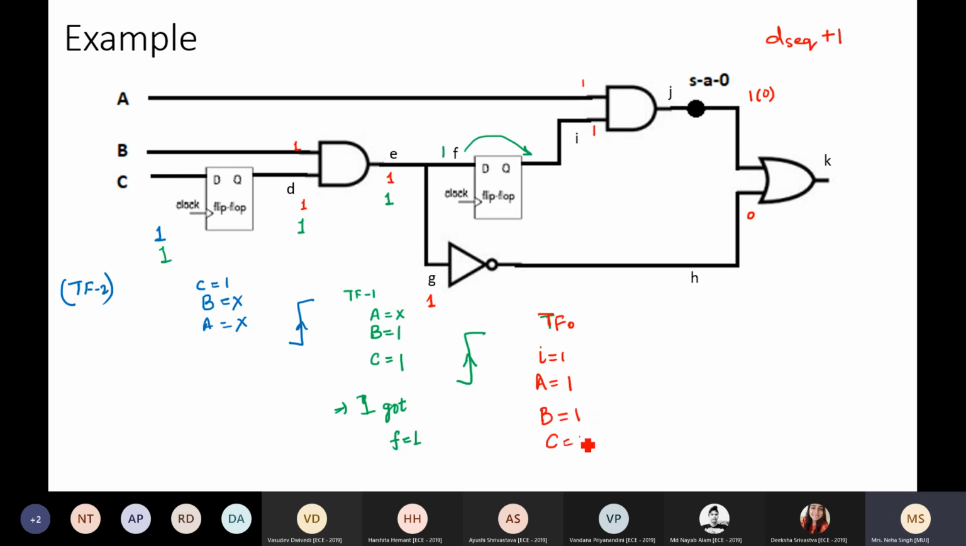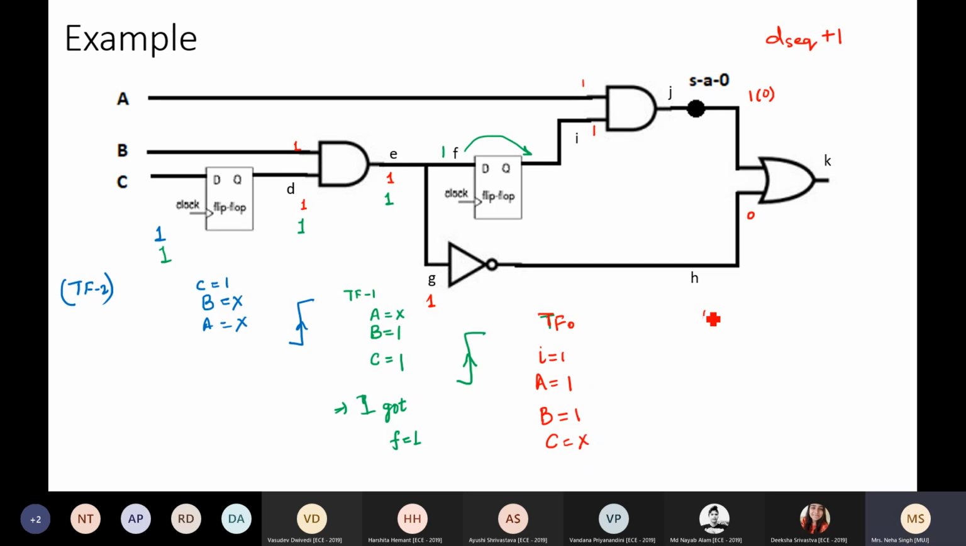C becomes don't care because whatever change happens at C, we are not interested in it for this time frame because that will be propagated in the next time frame. So it won't affect my analysis in TF0. Right? So TF0 pe pattern ban gaya 1, 1, X.